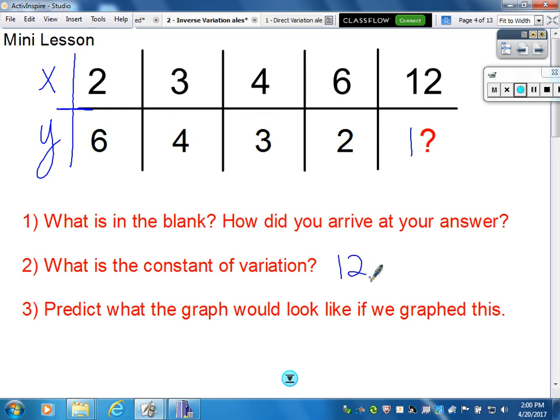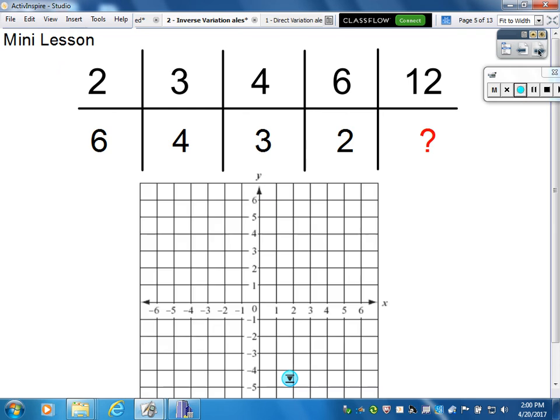And predict what the graph would look like. So let's take a look at it right here. Remember, the top is x, the bottom is y. So I've got a 2 and a 6. I've got a 3 and a 4. I've got a 4 and a 3. I've got a 6 and a 2. And what's happening here, it's curving around, and it's actually going to curve really close to the axes here, but not go over them.